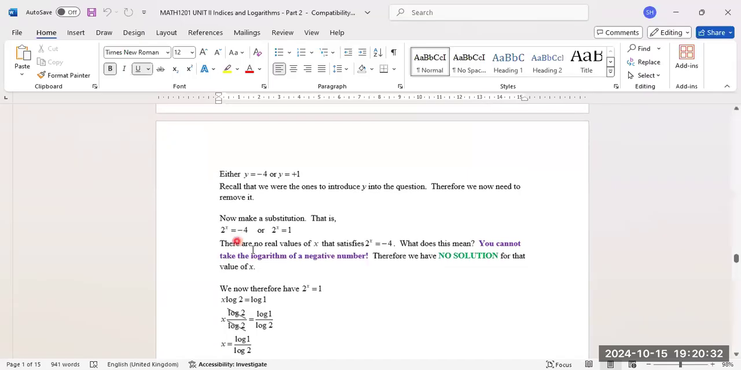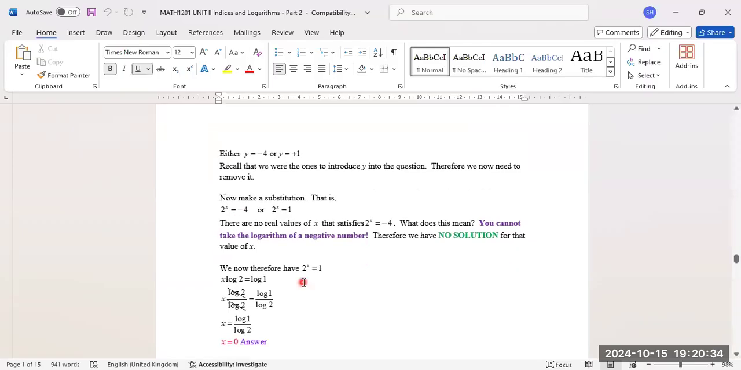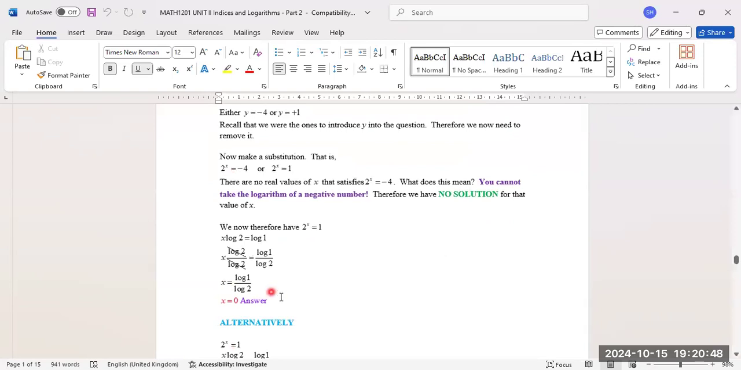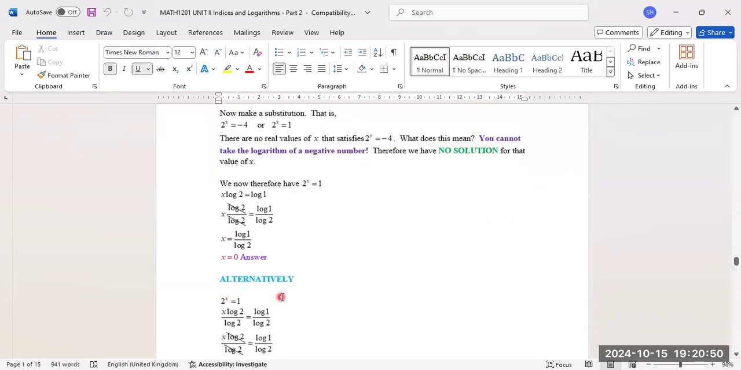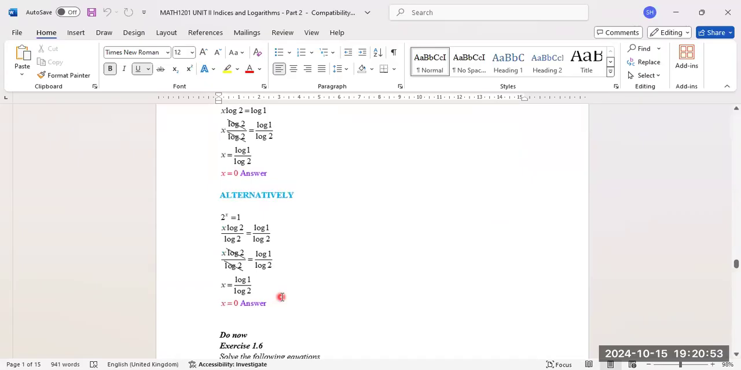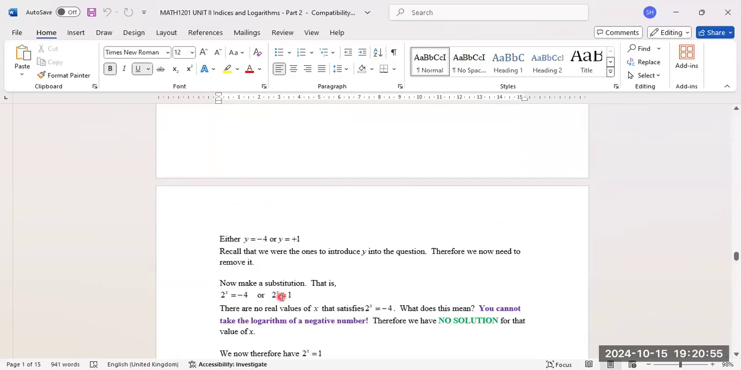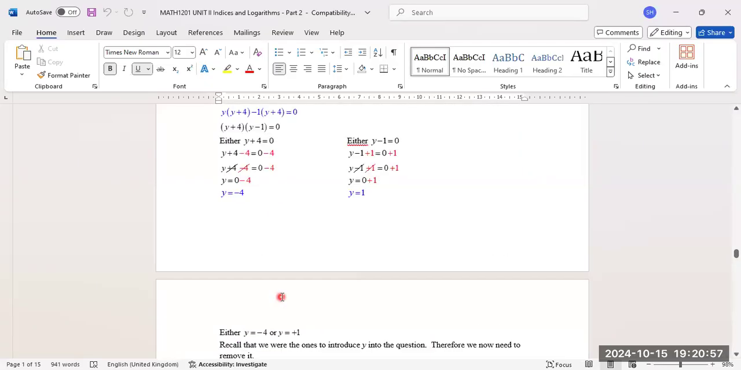So in the future, if we get a question and the value is negative, the question would end there. Just write: no solution. And then you can tell them that your answer is that. All right. Allow me to just run through it very quickly once more.